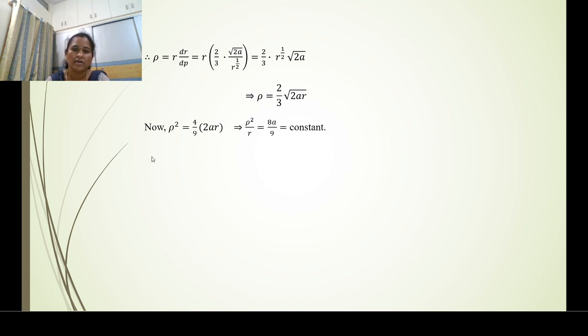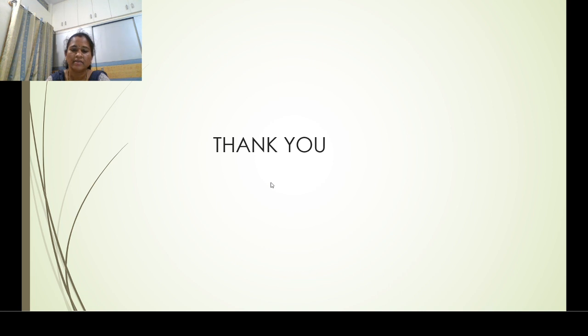Then rho square is 4 by 9 into 2ar. Square root of 2ar gets cancelled. Rho square by r is equal to 8a by 9, which remains constant. Hence proved, thank you.